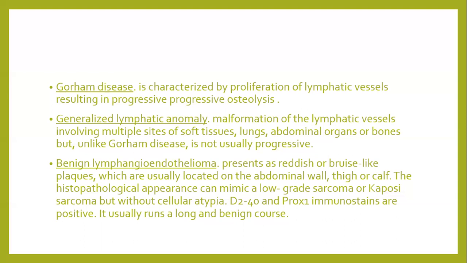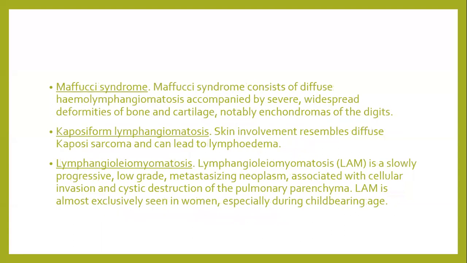Benign lymphangioendotheliomas present as reddish or bruise-like plaques, usually located on the abdominal wall, thigh, and calf. Histopathological appearance mimics low-grade sarcoma or Kaposi sarcoma, but without cellular atypia. D2-40 and PROX1 immunostains are positive, indicating that it is a lymphatic tumor and runs a long and benign course.